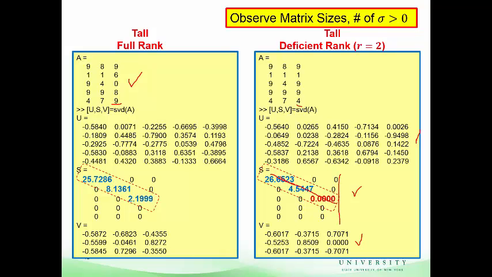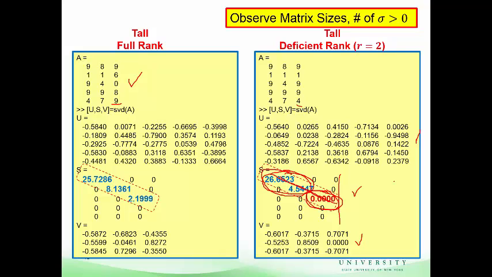Those are the singular values. Two of them are non-zero. One of them is zero. So these are sigma 1 through sigma r. This is the one additional singular value that we include to show that one of the singular values is zero, rank deficient.